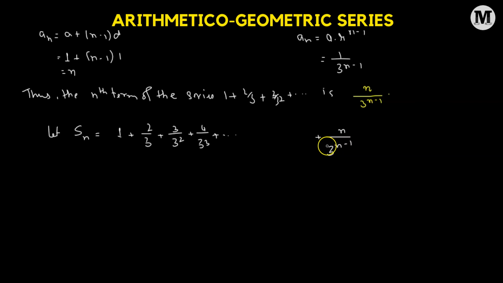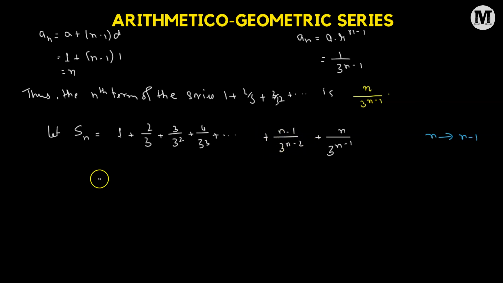However, we're also going to consider the previous term of the last term, or we can say the second last term. To find the second last term, all we have to do is replace n with n minus 1 in the nth term. So that's going to give us n minus 1 divided by 3 raised to the power of n minus 2.